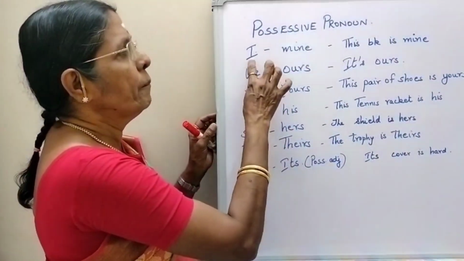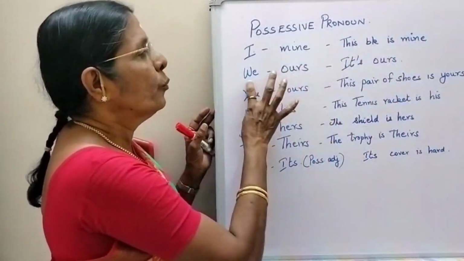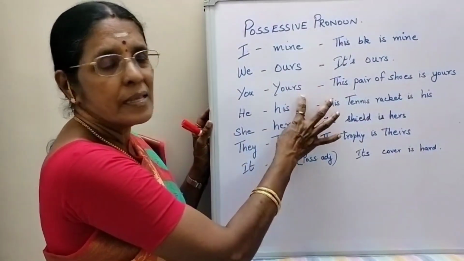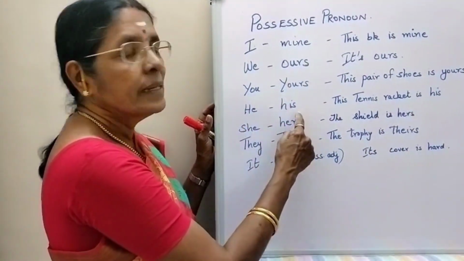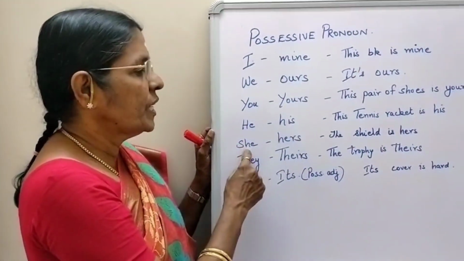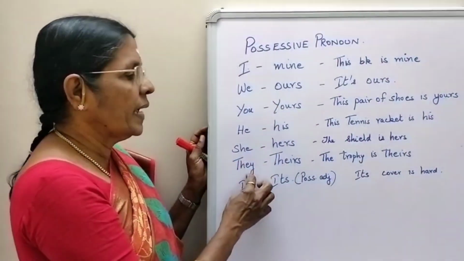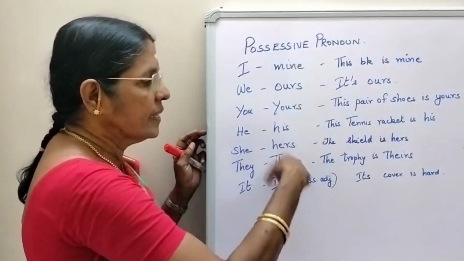For example, I, mine. This book is mine. We, ours. It's ours. You, yours. This pair of shoes is yours, right? He, his. This tennis racket is his. Then she, hers. The shield is hers. Then they, theirs. The trophy is theirs. So all these are possessive forms.